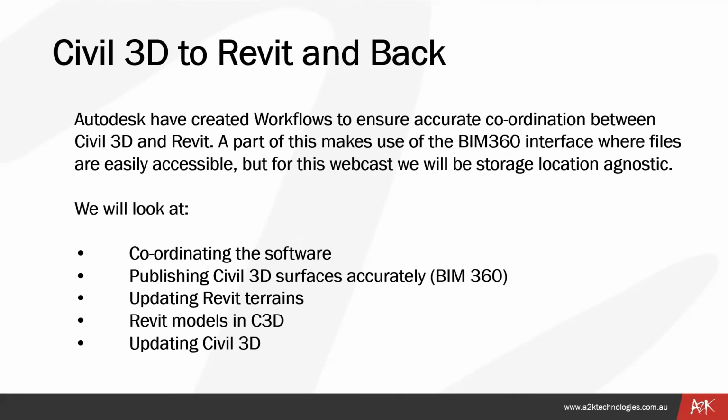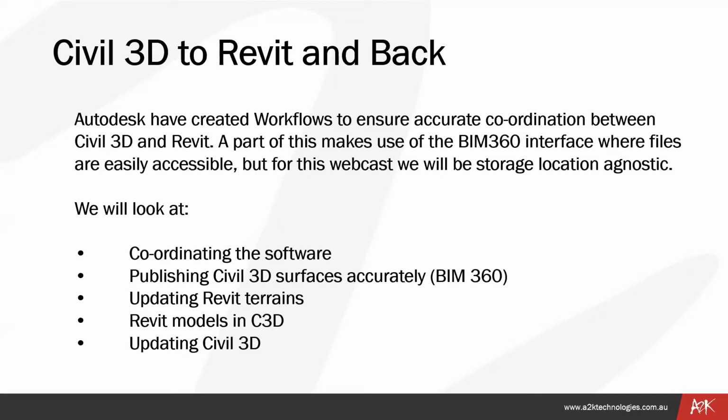Okay, so for this webcast, we are looking at transferring data essentially between Civil 3D and Revit and back again. I'm going to try and be storage location agnostic for this. So whether you're storing your files locally or on BIM 360, you can use this process. It doesn't really matter where they're being stored, except there is one step, which is the transfer of a civil surface through to Revit that does require the use of a folder of BIM 360 somewhere.